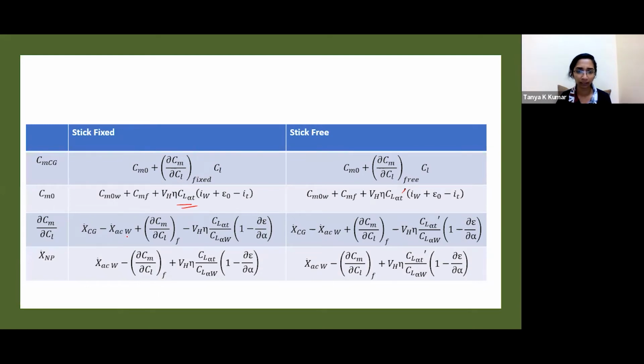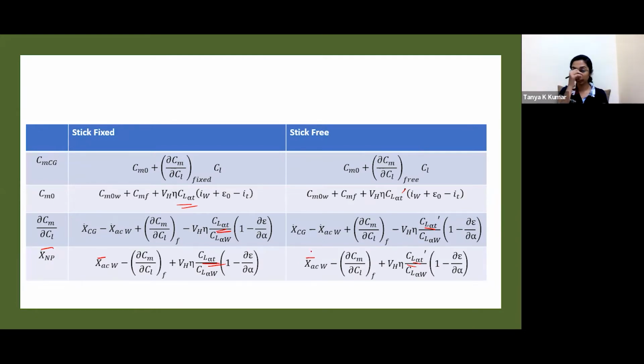Similarly, for DCM upon DCL, again, the only change is in the CL alpha tail. It has a prime here. That is a stick-free CL alpha tail. Then your X bar NP, again, the only difference is CL alpha tail.